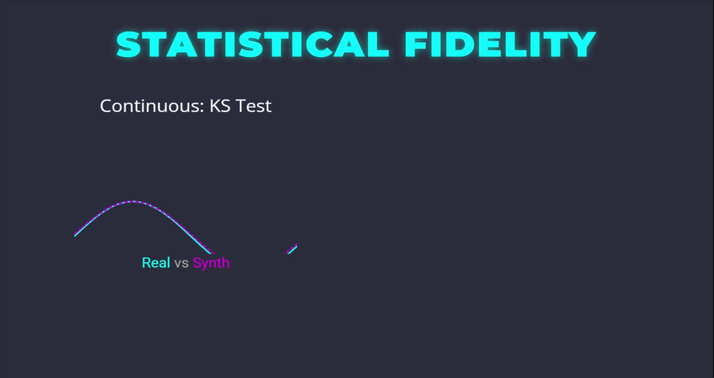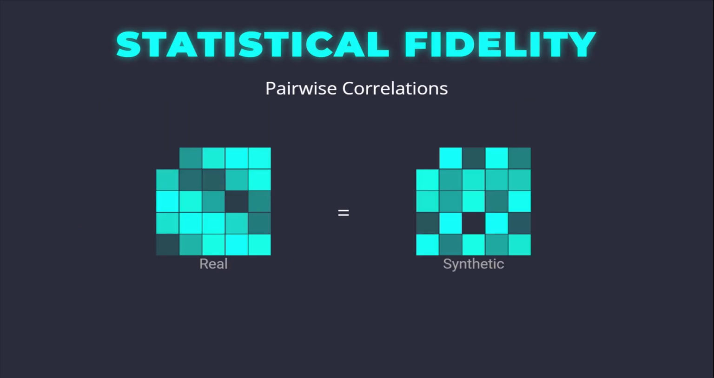Statistical fidelity confirms that the synthetic data preserves the statistical properties of the real data. For continuous features, we use the two-sample Kolmogorov-Smirnov test to compare the cumulative distribution functions. A high p-value indicates that the distributions are statistically indistinguishable. For categorical features, compare the marginal distributions using the Jensen-Shannon divergence metric. A divergence score close to 0 confirms high fidelity.